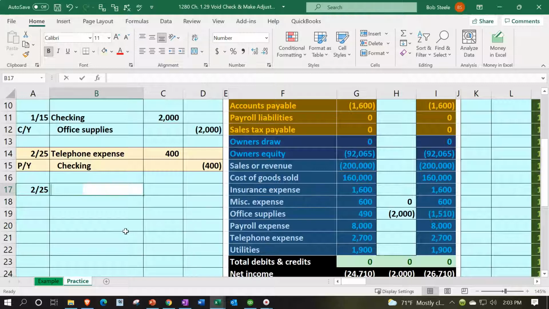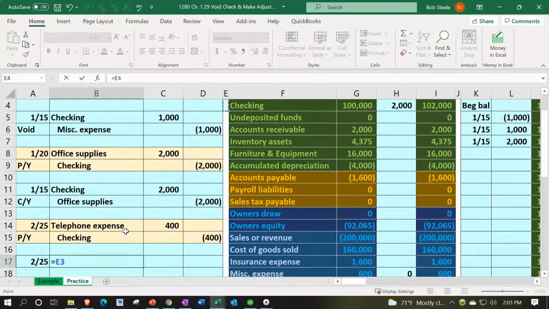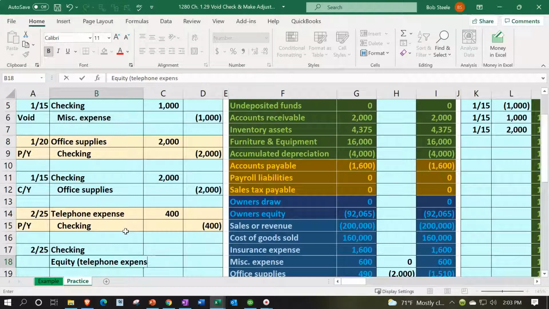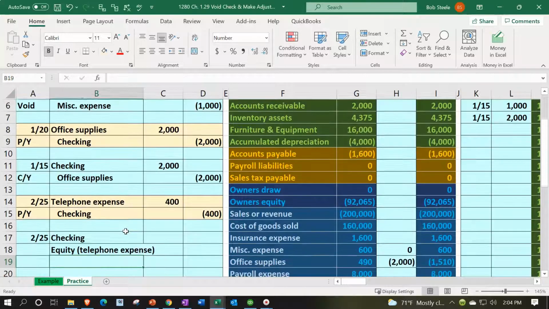So we're going to say that would mean the checking account. The checking account would then be going up, and the other side would be going to, I'm going to call it equity, and then I'm going to call it telephone expense. In other words, I'm going to indent this.